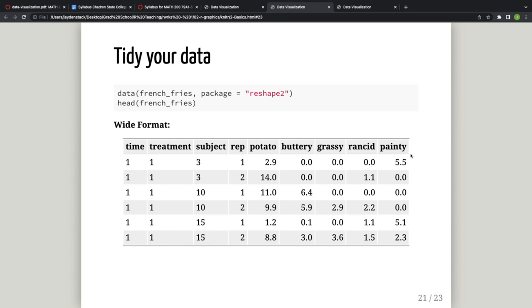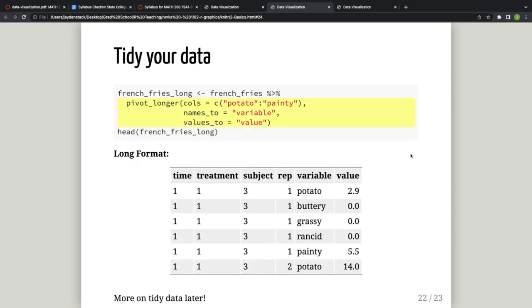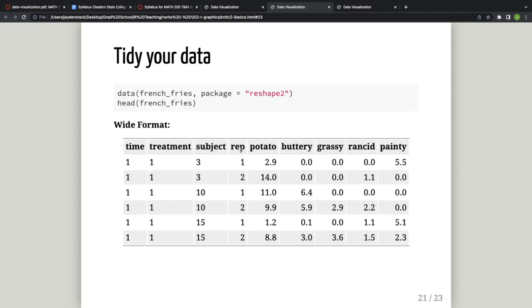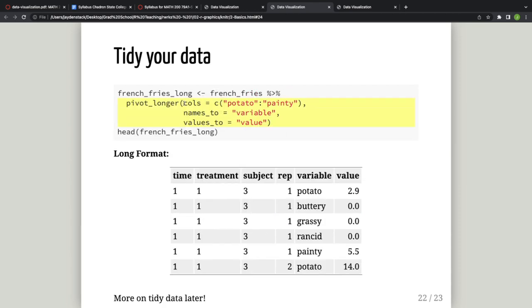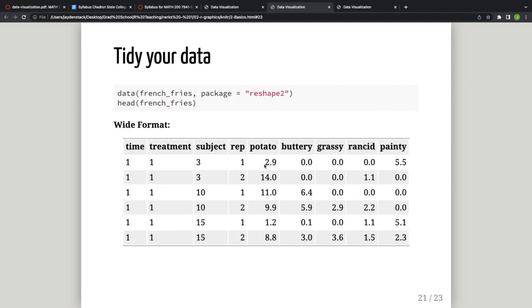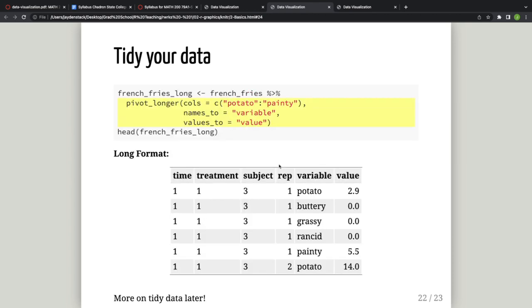But if I'm trying to make it some sort of way that's going to be easy for me to create a good looking graph, we're going to need to put it into long format. Okay. And how we do that is the pivot longer function. Okay. So this is the specific syntax for the pivot longer function where I can see over here, I want to look at just these five because these are my different variable types. I'm going to look at the columns of potato to painty. I want to change those names to variable. It's going to reflect that down here. And I want to change those values to actually have a column name of value.